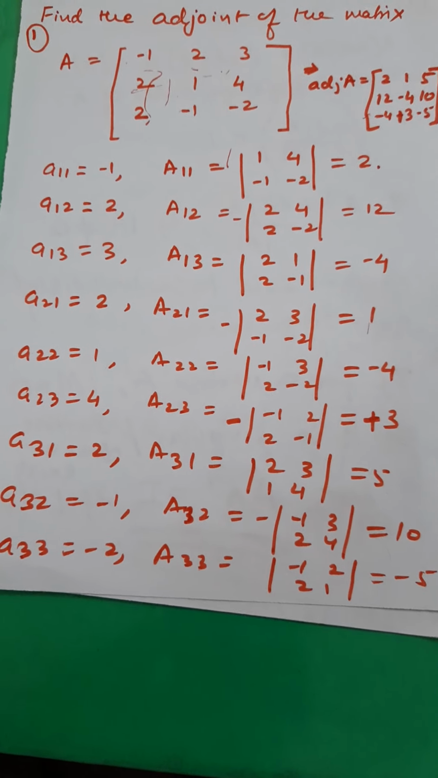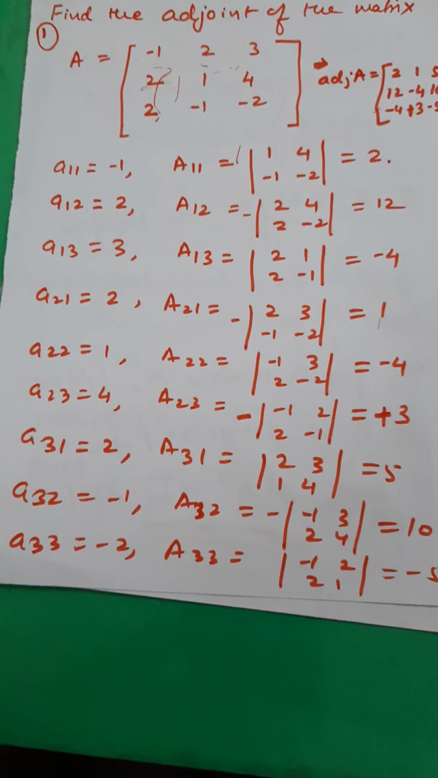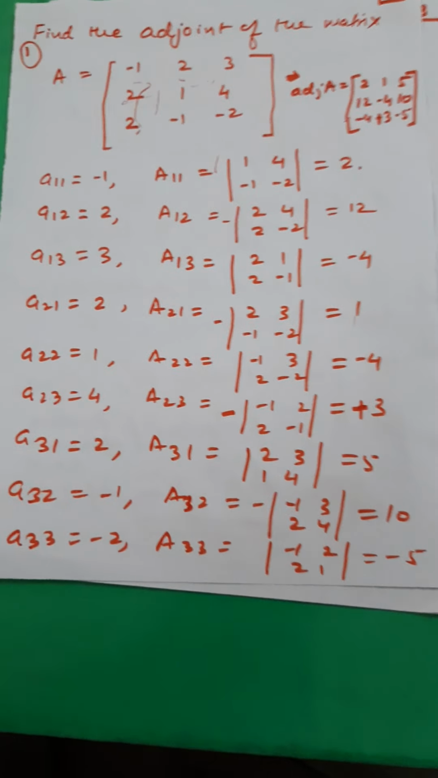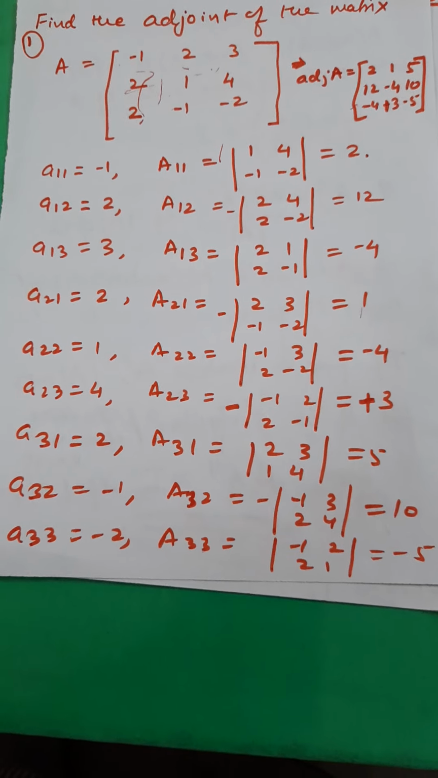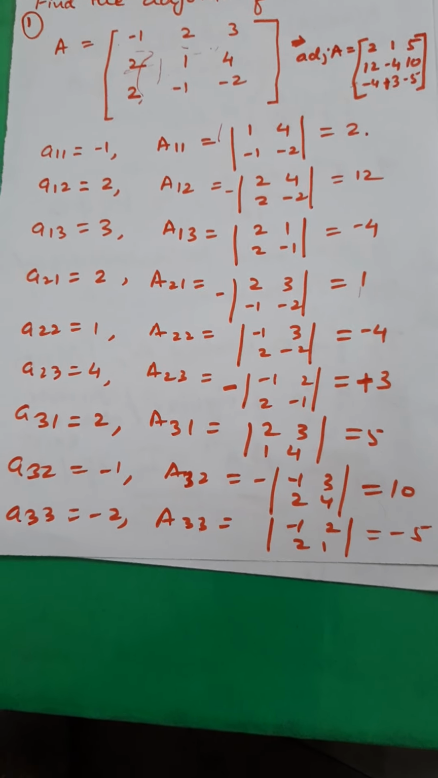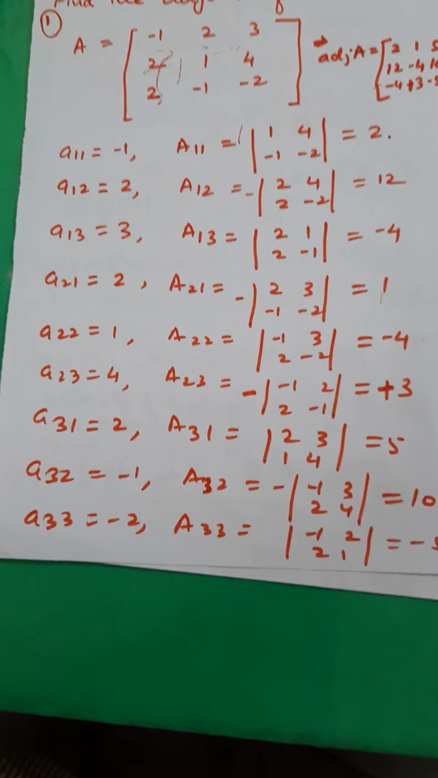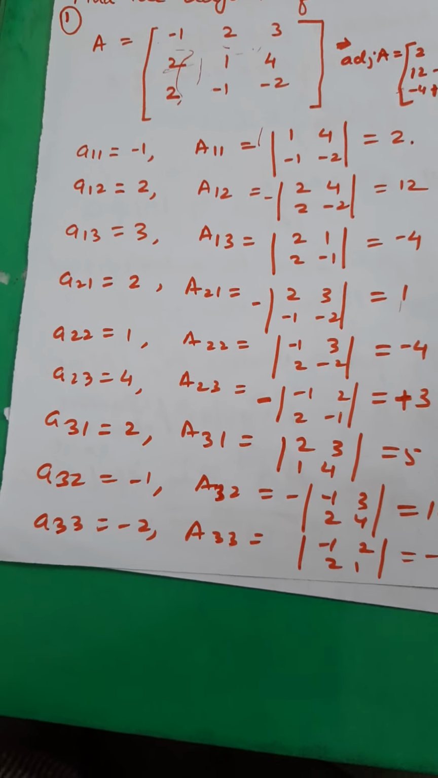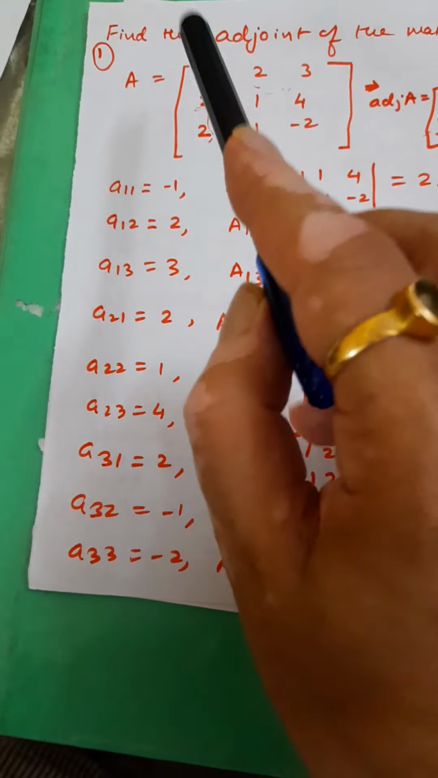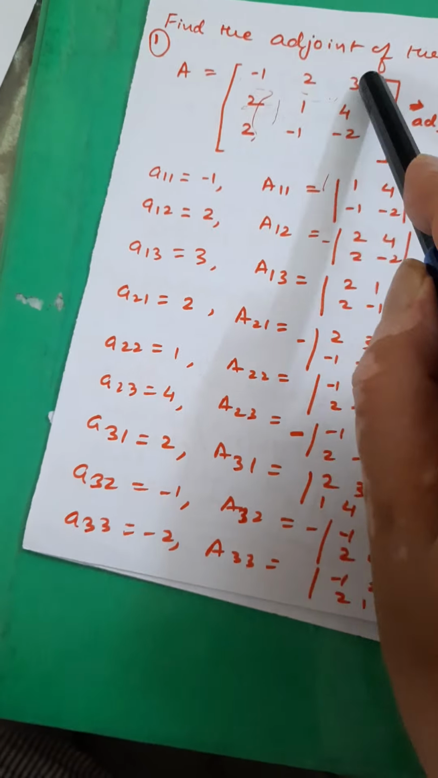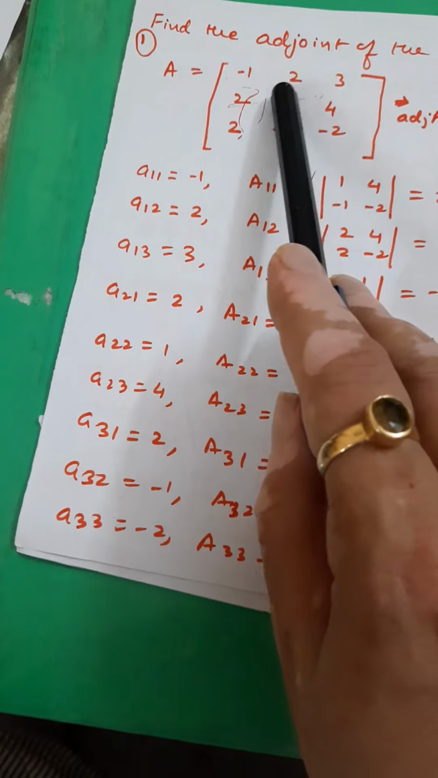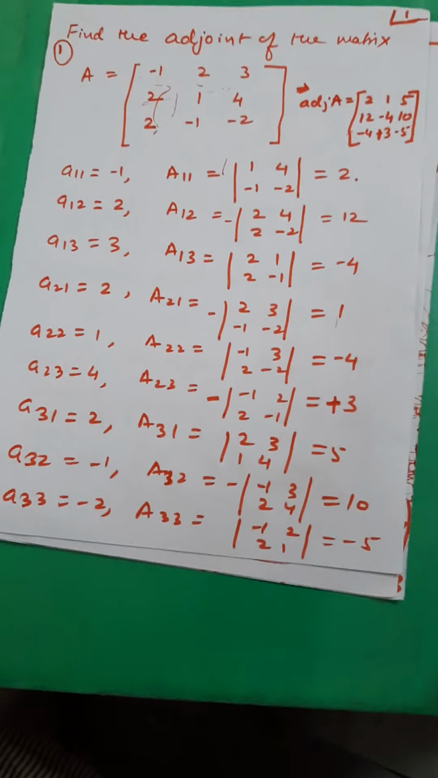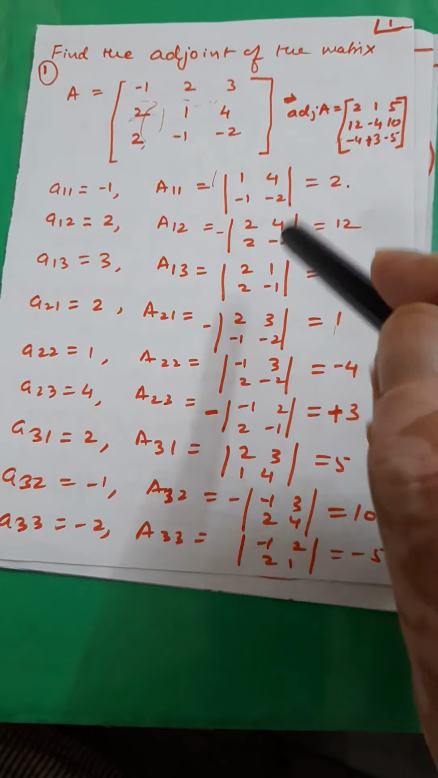Now you have matrix A as minus 1, 2, 3, 2, 1, 4, 2, minus 1, minus 2, and you are going to find its adjoint. Now here a11 is minus 1. This is the element of first row and first column. So the cofactor corresponding to this is the determinant of the matrix obtained by deleting that row and column where minus 1 is lying. So deleting that row and column, you are left with the determinant 1, 4, minus 2. Its determinant is 2. So your capital A11 is 2.